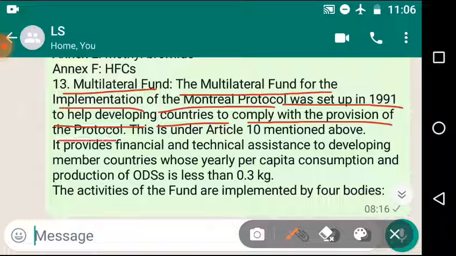It is mentioned in Article 10 that funds have to be provided, so that we can improve our scientific and technological advancement, so that we can use alternate sources which will not deplete the ozone layer, but will help us to improve the country.